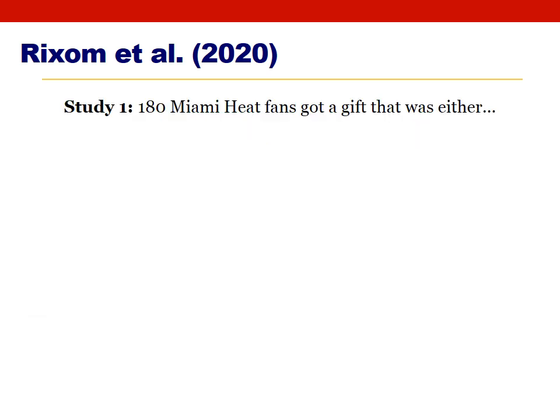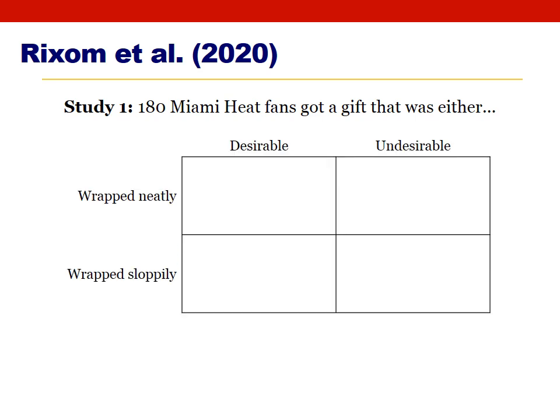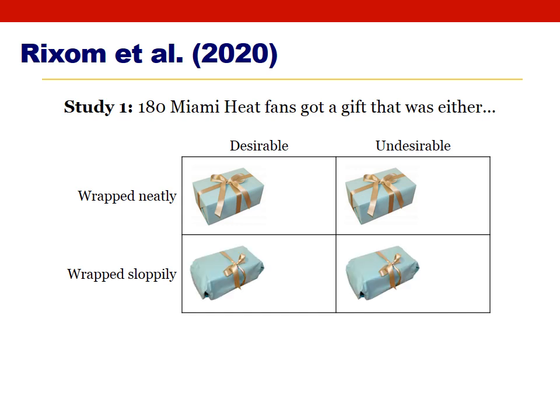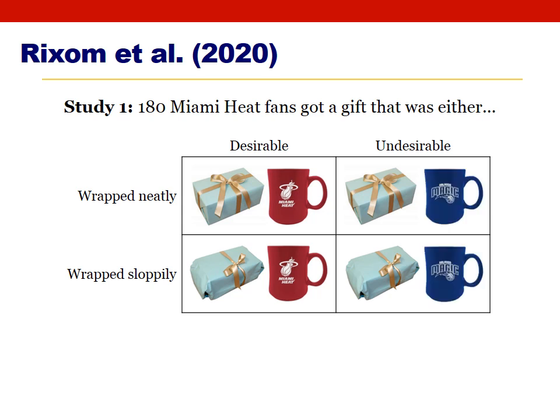So here's what these researchers did. They did 2 studies. In study 1, they recruited 180 fans of the Miami Heat basketball team, and they gave them a gift that was either desirable or undesirable. Some of those gifts were wrapped neatly, and some of them were wrapped sloppily. The desirable gift was a mug of their favorite team, the Miami Heat. The undesirable gift was a mug of a team that they're not a fan of, the Orlando Magic.